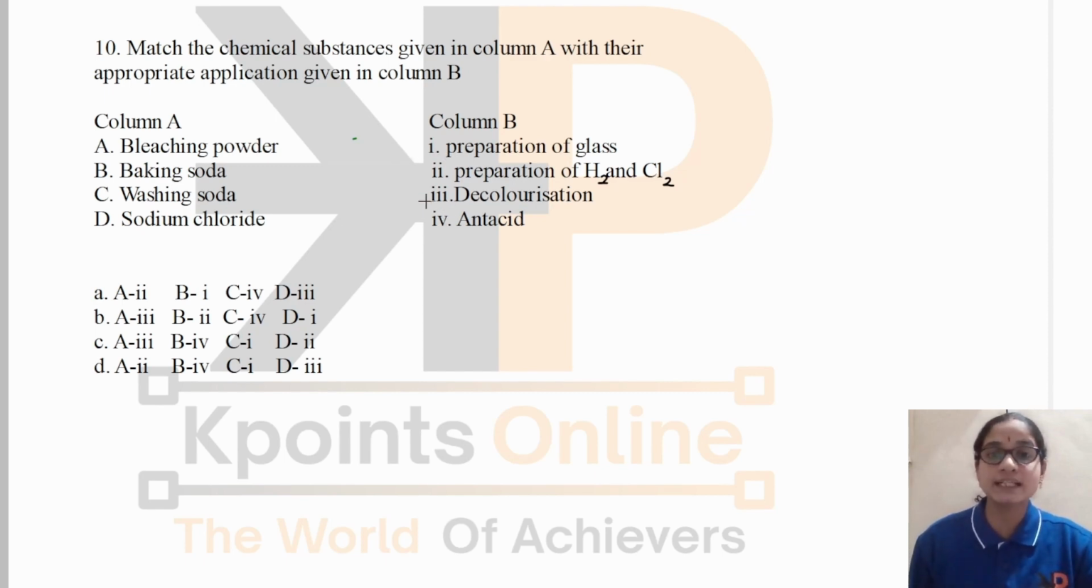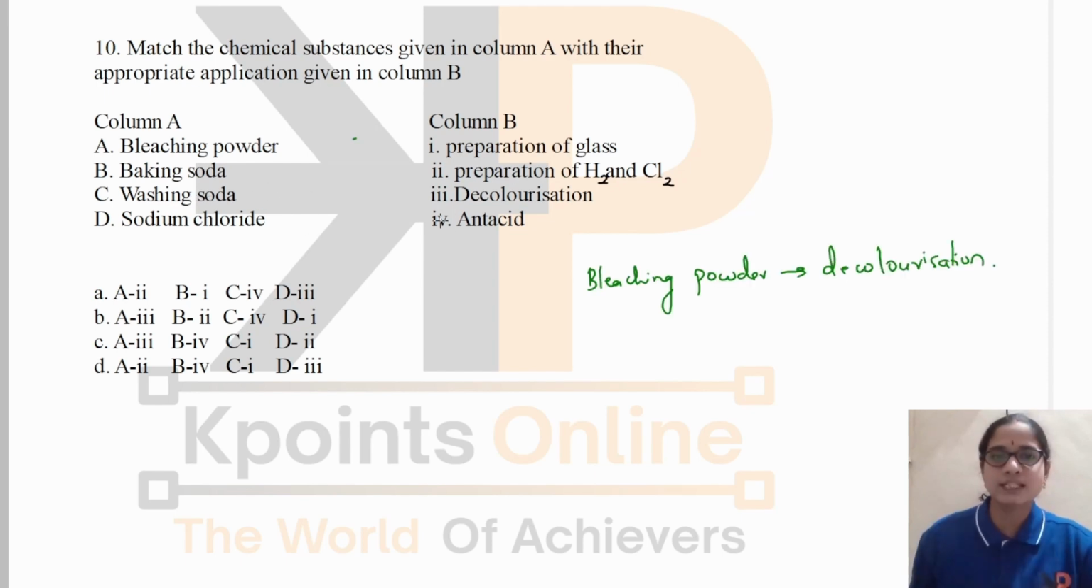It is used in decolorization. Bleaching powder is used in decolorization. Then what about baking soda? You can see here, it is used as an antacid, as it has a basic character. It is a mild basic salt. So baking soda is used in antacids.